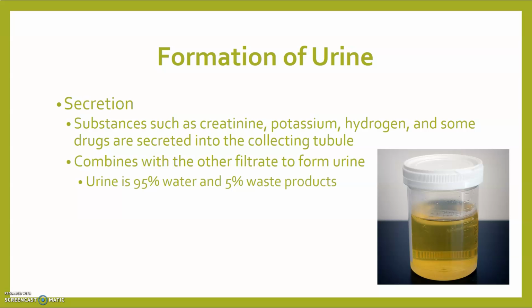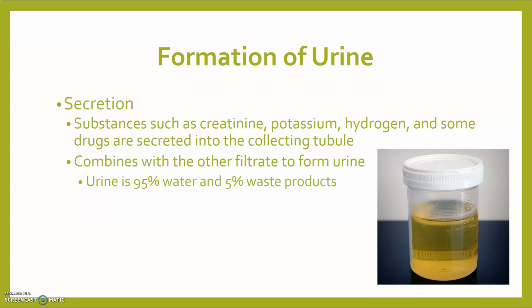The last stage of urine formation is secretion. Secretion involves substances such as creatinine, potassium, hydrogen, and some drugs being secreted into the collecting tubule. These substances are secreted from the blood vessels that surround the collecting tubules, called peritubular capillaries, into the collecting tubule, because these are considered waste products and toxic things that the body wants to get rid of.